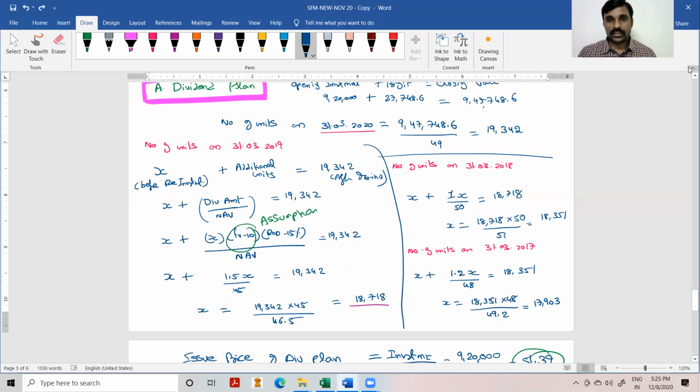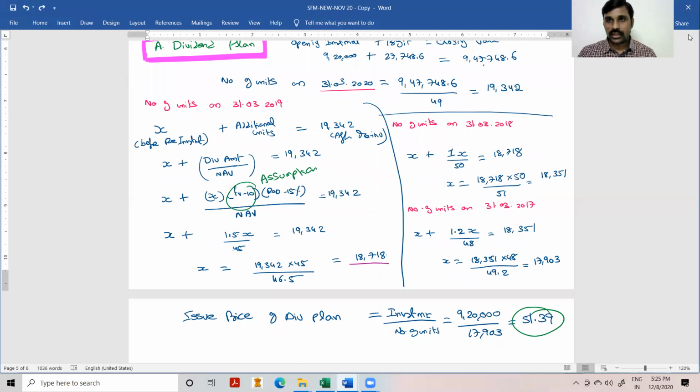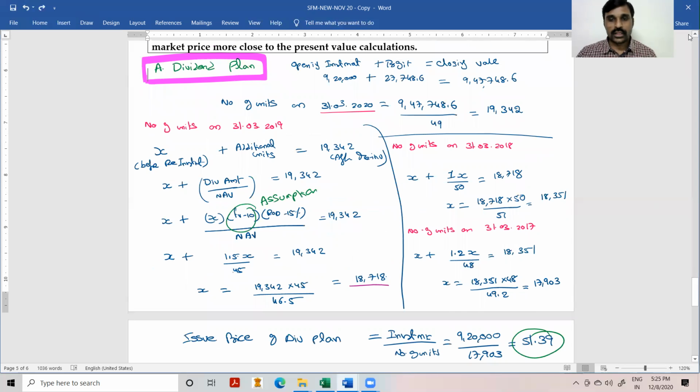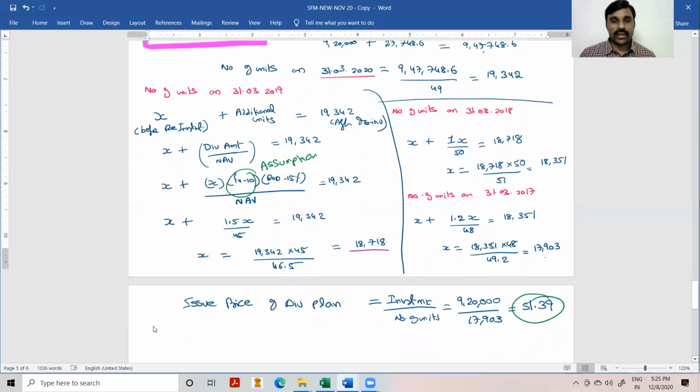You can take a screenshot of this one, otherwise it will be erased. 51.39. Opening investment, number of units purchased. So you have to go in reverse: 19,340, 18,718, 18,351, 17,903. The closing value will be 51.39. This is for the dividend reinvestment plan. Next, we'll go for the bonus plan.